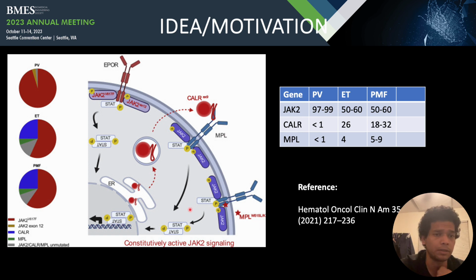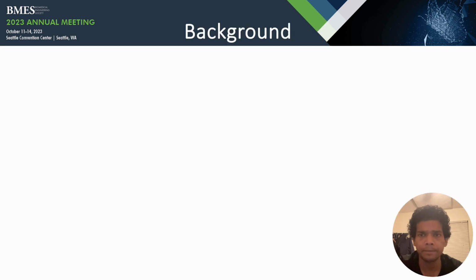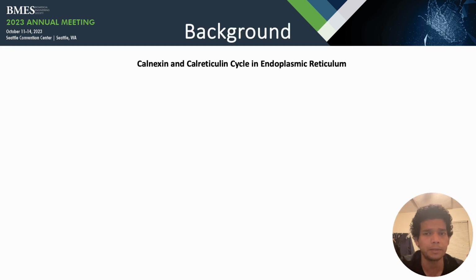That is, the MPL receptor helps in thrombopoietic signaling within the cells, thrombopoietic production signaling within the cells. And so let us start with the background.